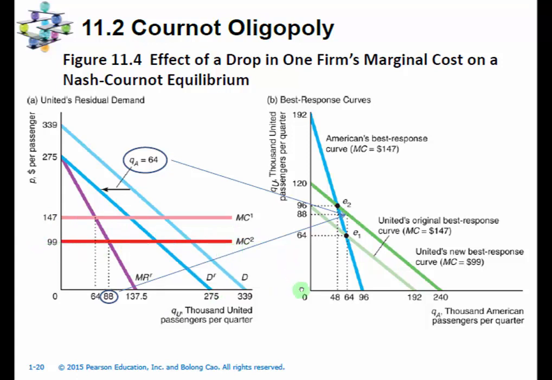We can also see that the firm with lower marginal cost, United here, produces twice as much as American Airlines. So in general, the firm that has a lower marginal cost will produce more, and the firm that has a higher marginal cost will produce less. But the total output in the market actually increases and the price declines. So in general, even in a non-competitive market, if some firms' marginal cost declines, it's beneficial to the consumers.